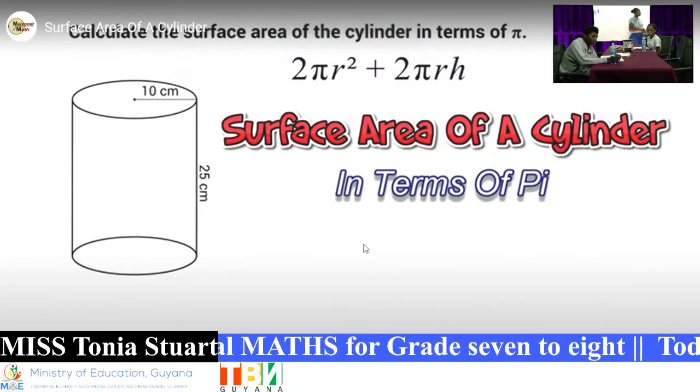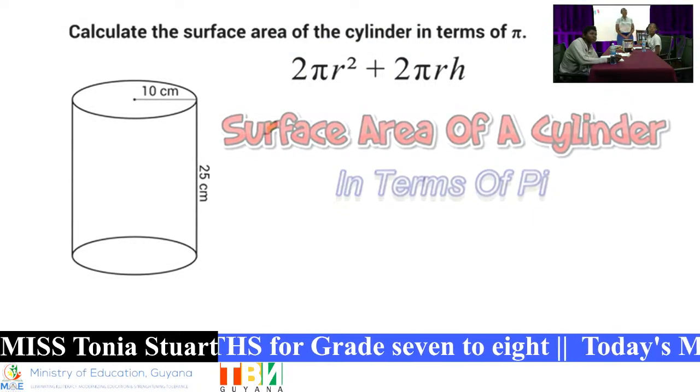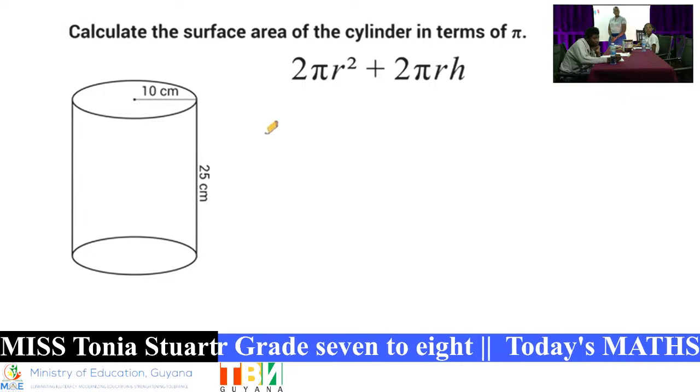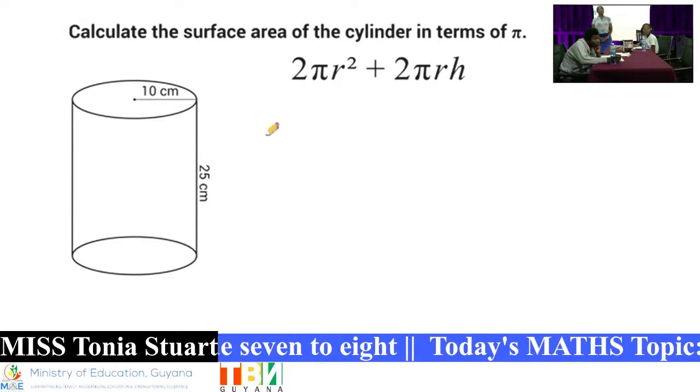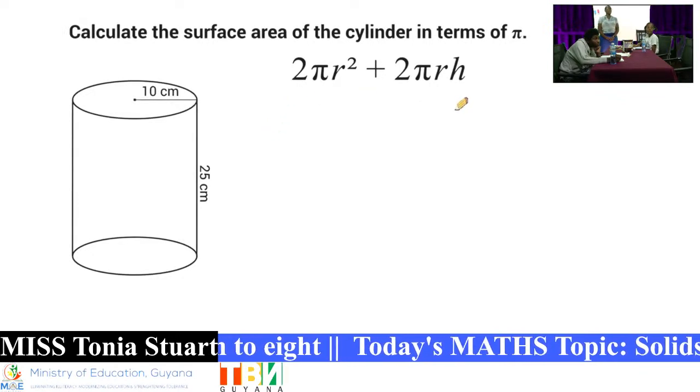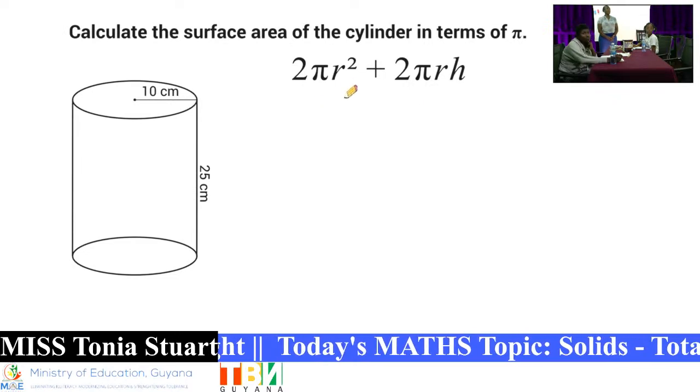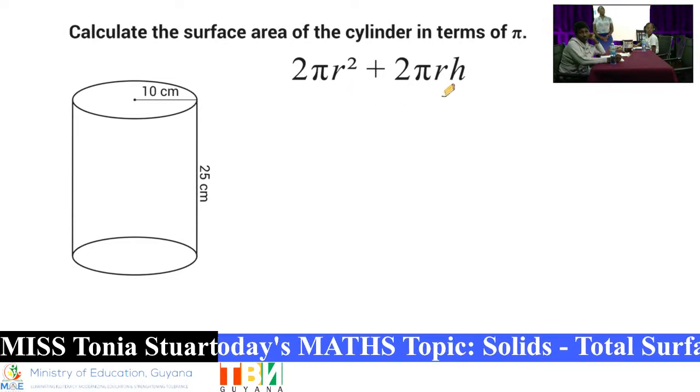Hey, this is Mr. Masonette, and what we're going to do in this video is quickly solve to find the surface area of a cylinder in terms of pi. We're going to use this equation right here: 2 pi r squared plus 2 pi r h.